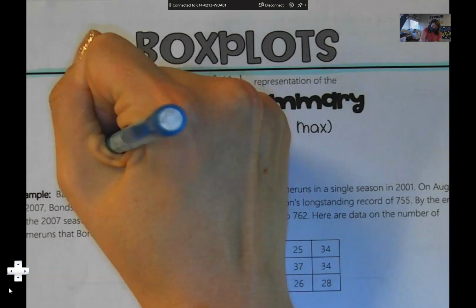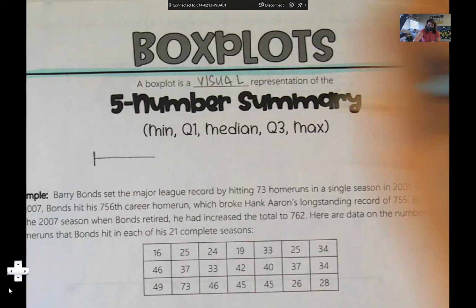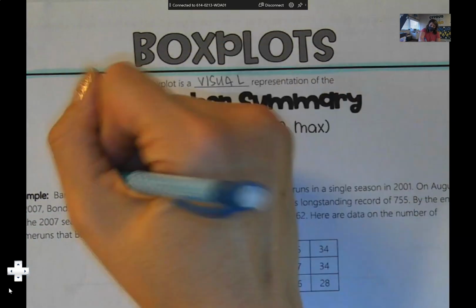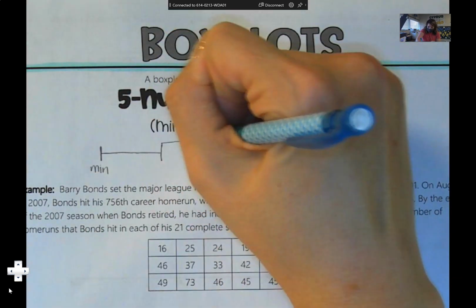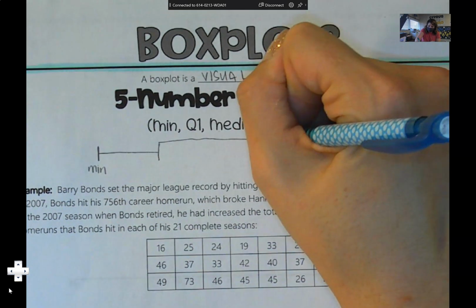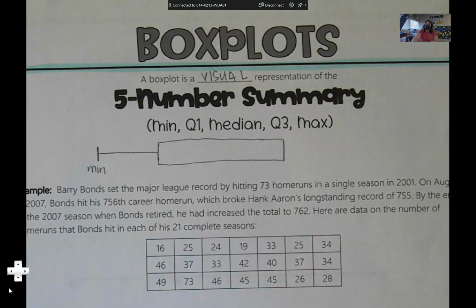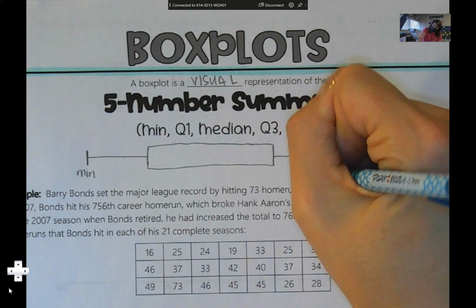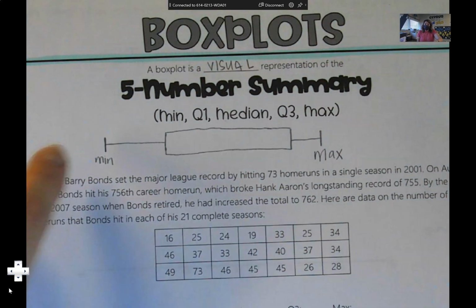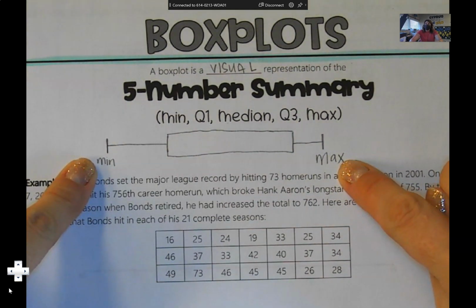So let's say this is your minimum value. So we're going to say this is our min. Then we're going to draw a straight line coming out of the middle of that. Then you have a rectangle, which is the box. Sometimes the box is really long, sometimes it's very short. Then you have another straight line coming out, and this would be your max. So on the lower end is the minimum value, and on the upper end is the maximum value.